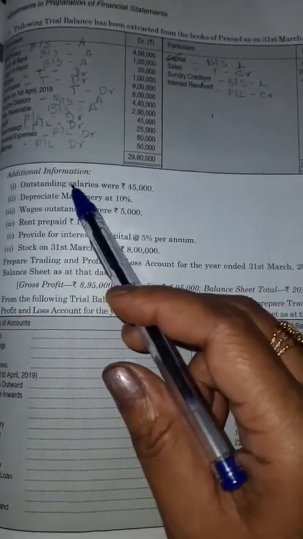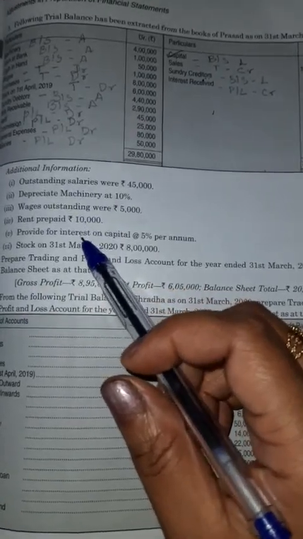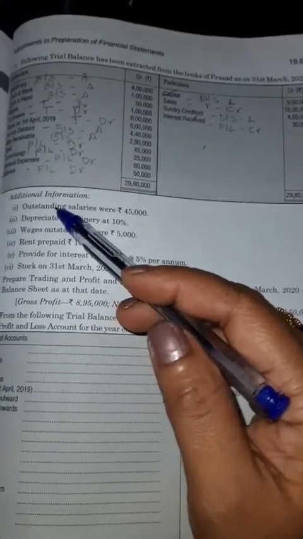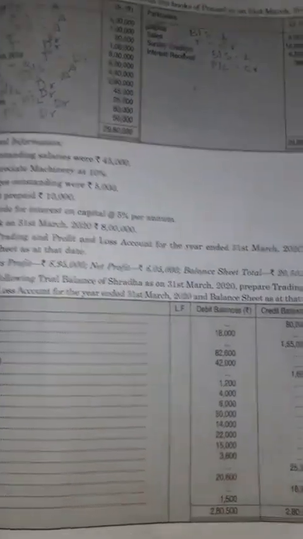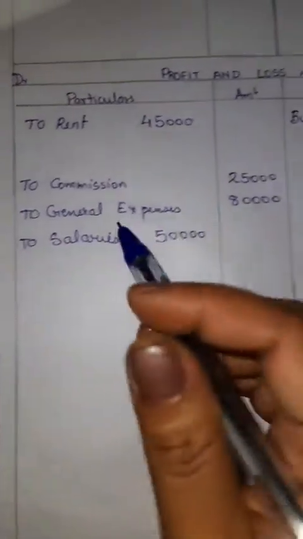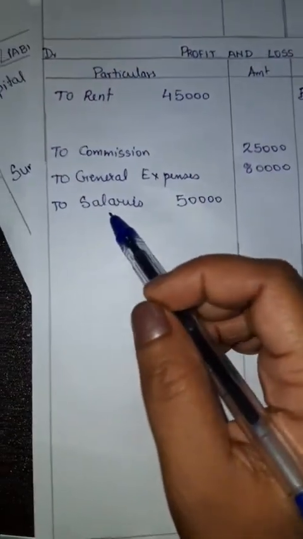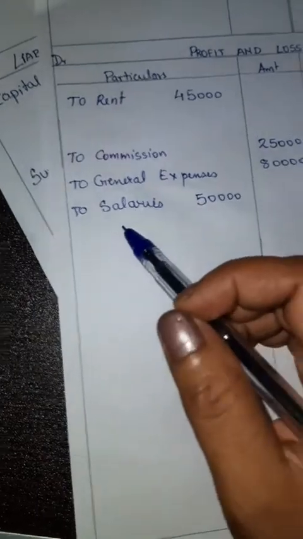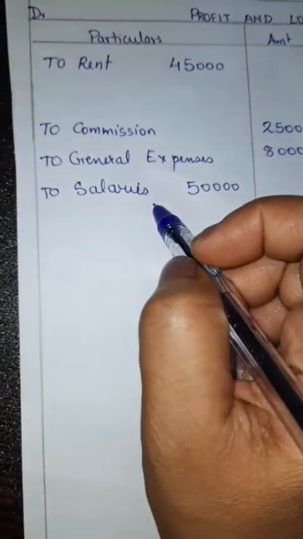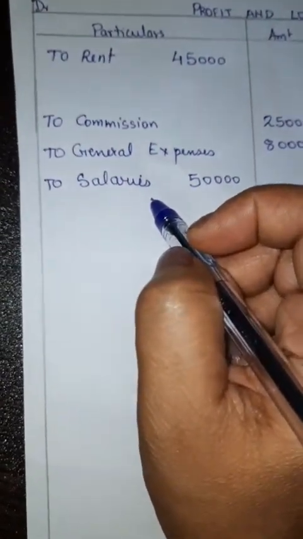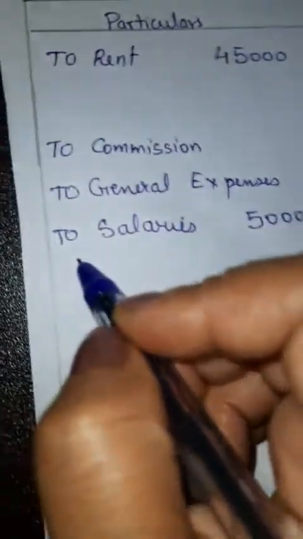As I have mentioned, for additional information there is double posting. So the first item given to you in additional information is outstanding salaries. Okay, so you have written the salary in the profit and loss account itself. Outstanding salary means what? The salary which is unpaid. Okay, so as per this question you can see outstanding salary rupees 45,000. So you have not paid the salary yet, 45,000, that is yet to be paid.